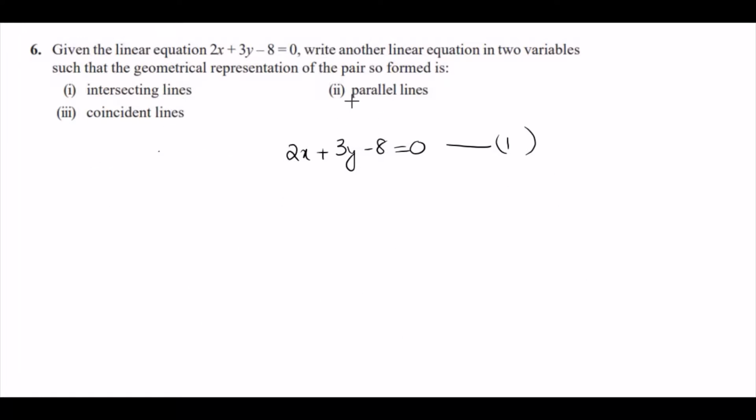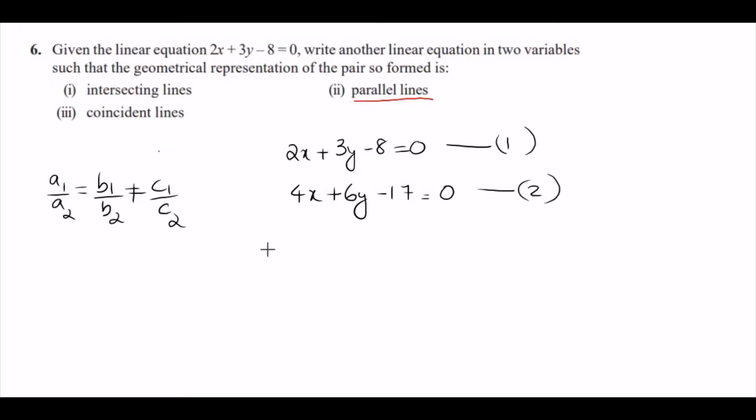So we have to find the next linear equation so that you get parallel lines. For parallel lines, you know, the condition is a1 by a2 is equal to b1 by b2 not equal to c1 by c2. Try to get the values such that a1 by a2 is equal to b1 by b2 not equal to c1 by c2. So take here 4x and here 6y and here some value like minus 17 or anything you can take, so that c1 by c2 is not equal.